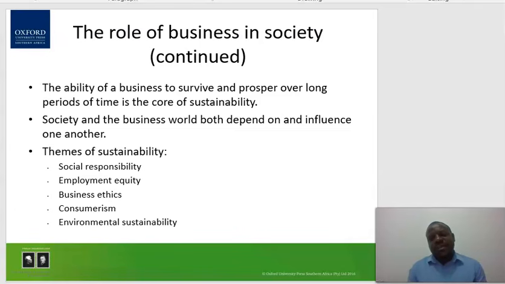So in short, I can actually say businesses nowadays, if they aim to be sustainable, if they aim to actually make profits in the long term, wherever they operate, they must always understand the concept of social responsibility, employment equity, business ethics, consumerism, and environmental sustainability. These are very, very key, and they are very, very important.